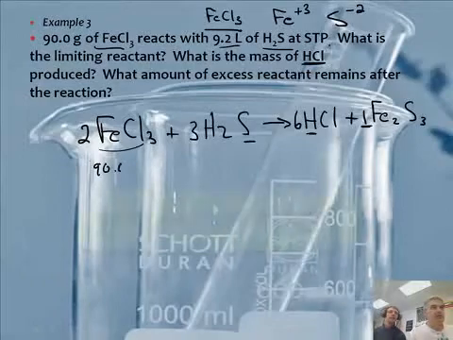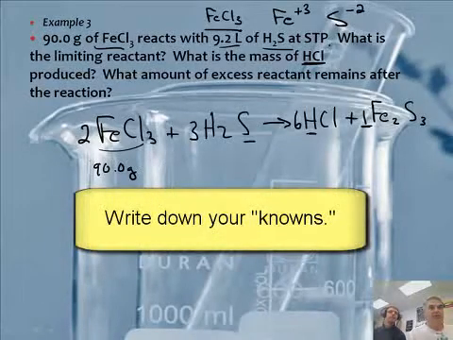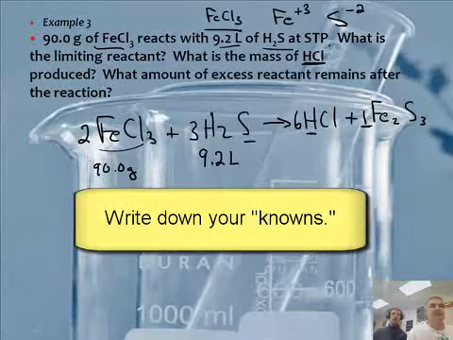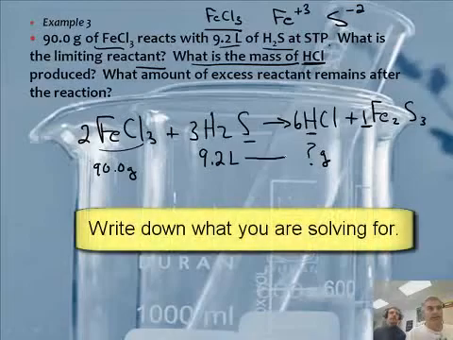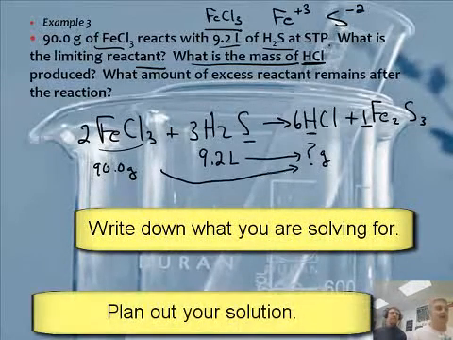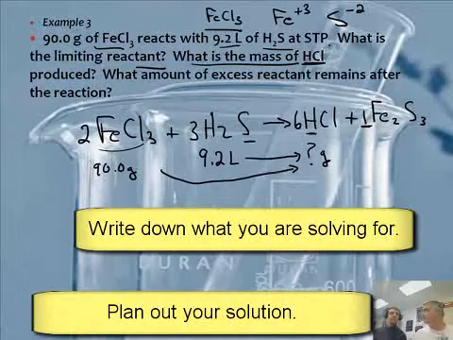So FeCl3, we have 90.0 grams, and we have 9.2 liters of H2S. It says, what is the limiting reactant? But actually, it's almost better to ask this question: what is the mass of HCl first? So I'll say question mark grams. We're going to convert liters of this to grams of HCl, and grams of this to grams of HCl. Lowest one wins. Let's go.